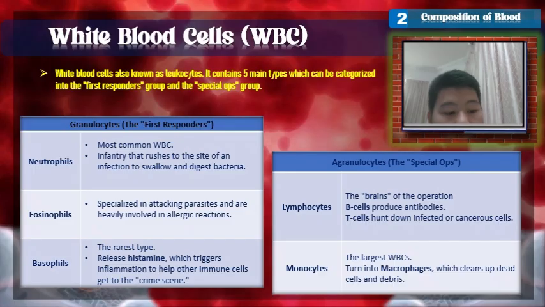Basophils are the alarm type. They release histamine, which triggers inflammation to help call other immune cells to the crime scene. Agranulocytes are the special ops. Lymphocytes are the base of operations. B cells produce antibodies and T cells hunt down infected or cancerous cells. Monocytes are the largest WBC, turning into macrophages which clean up the cell and the beast.